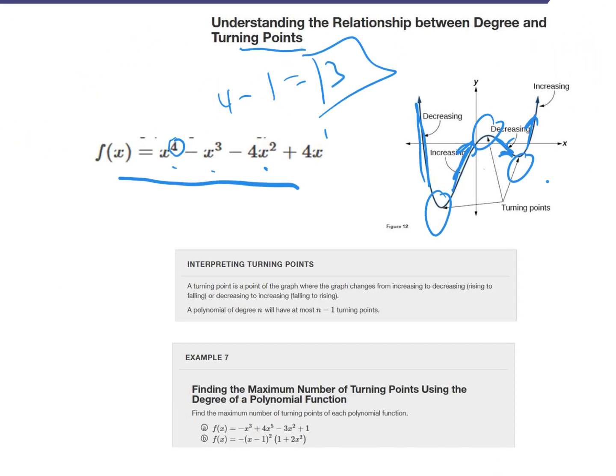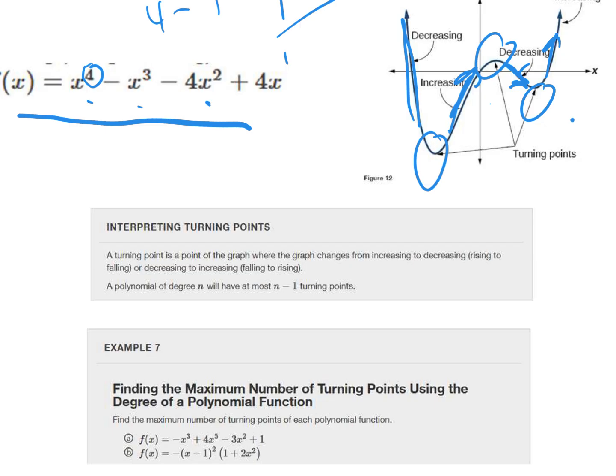I think they probably told you the same definition in this box right here. A turning point is a point on the graph where the graph changes from increasing to decreasing, rising to falling, or decreasing to increasing, meaning falling to rising. A polynomial of degree n will have at most n minus 1 turning points. That means it can have less. But for the sake of argument, the highest it can have is n minus 1.